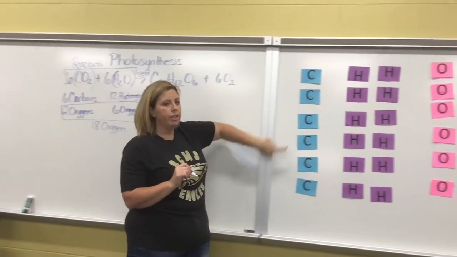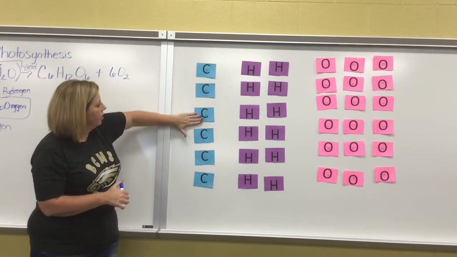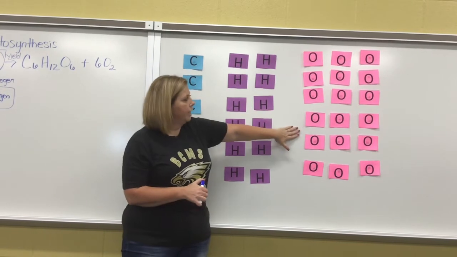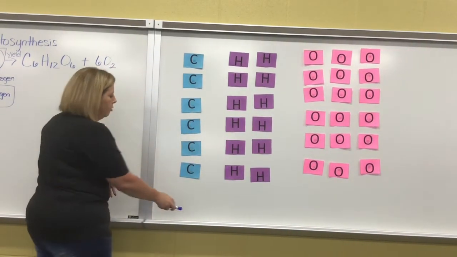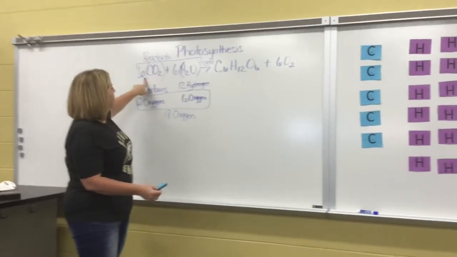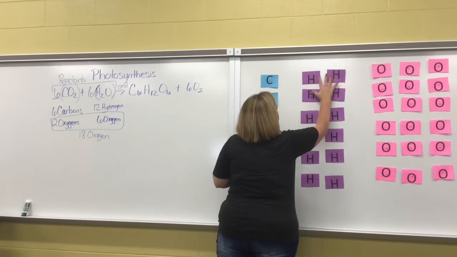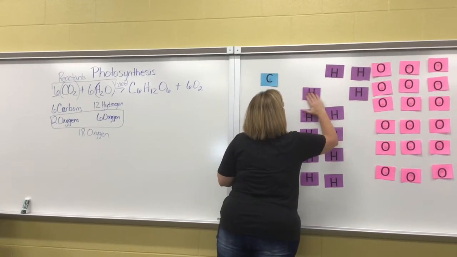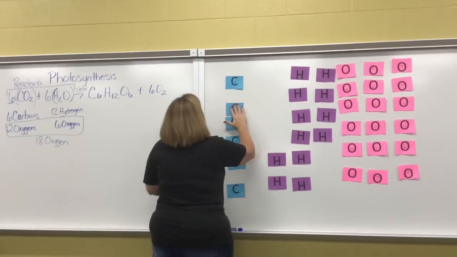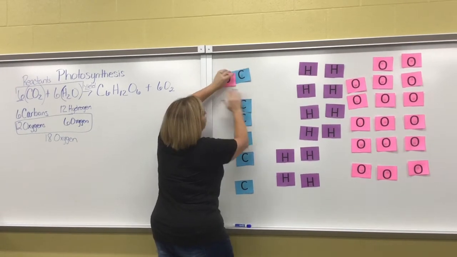Well, when I come over here to my model, you can see I have 6 carbons, 12 hydrogen, and 18 oxygen. So let's build this equation. Let's start out. So first thing we have are 6 CO2s. So I'm going to build my CO2s. And I'm just going to scoot these over just a little bit so I've got some room. So one CO2 would have a carbon and 2 oxygen.